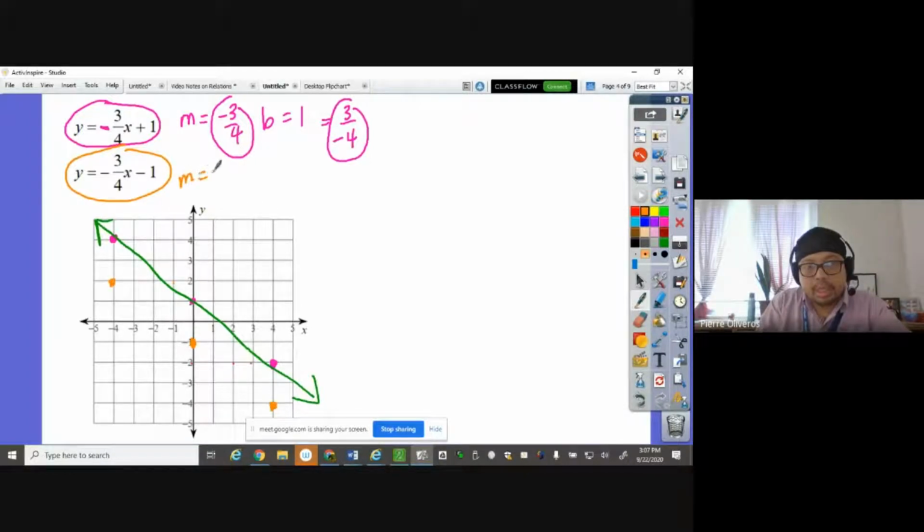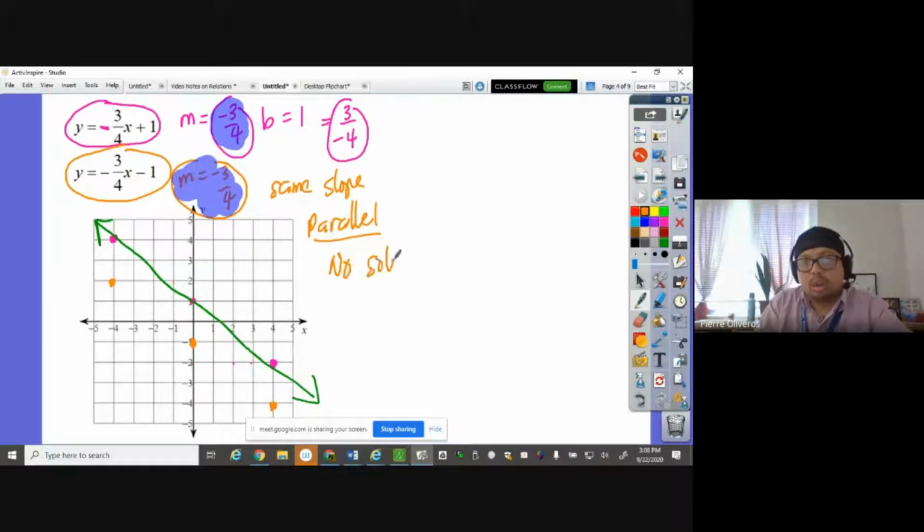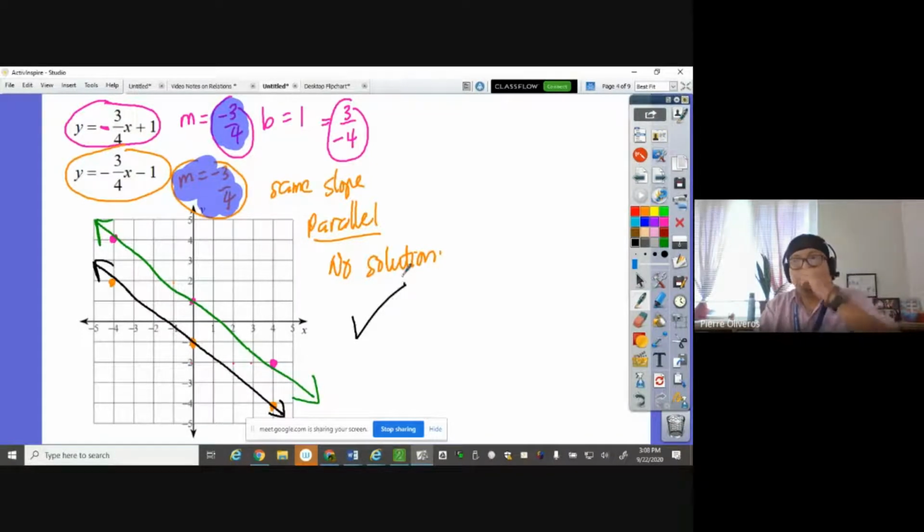Again, the slope here is negative 3/4. If you notice, the slope here and right here are the same thing. If they're the same slope, that will give us parallel lines. And we know that parallel lines do not intersect, so it means it's going to be no solution. So if we connect those two here, it will be like this. There you go. Kaboom.